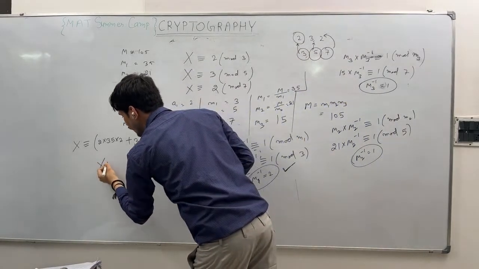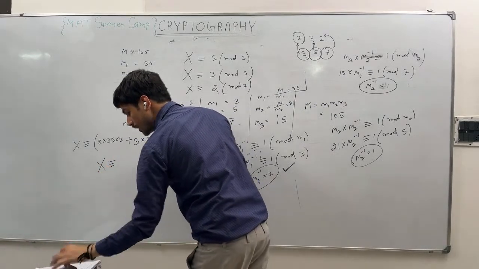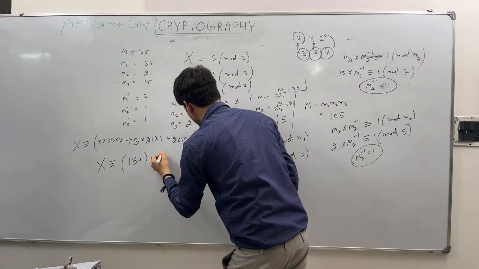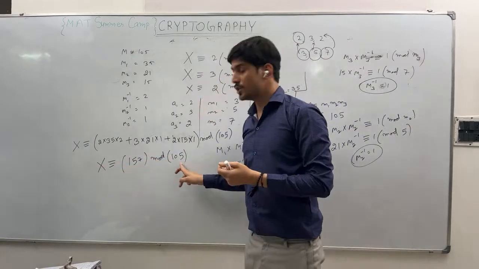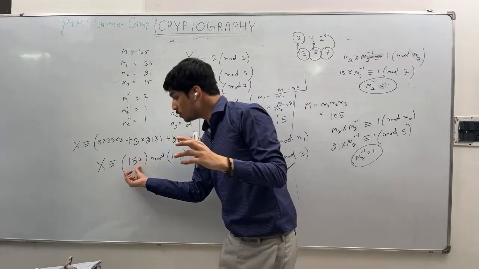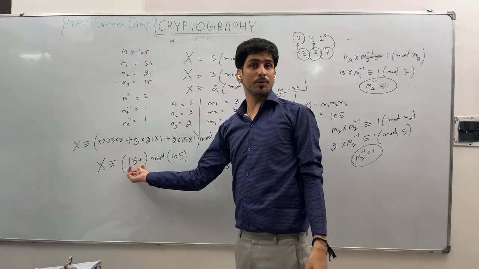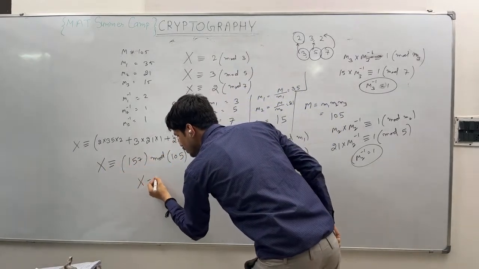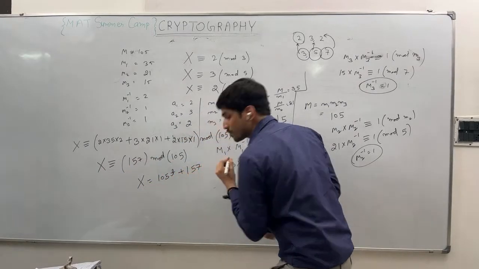So from here you'll get x congruent to 157 mod 105. If you are dividing any number by 105, the remainder will definitely be less than 105, not 157. Are you getting my point? It means we have to reduce this. There is some extra 105 here. So I can write x equals 105 times t plus 157.